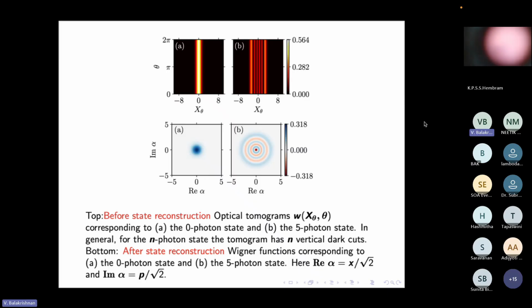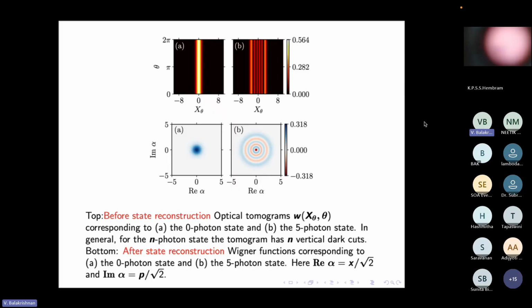In general, for the n photon state, the tomogram has n vertical dark cuts. The bottom gives you the corresponding Wigner functions after state reconstruction. Now, the information in the tomogram is also carried in the Wigner function. After all, all information about the state is contained in the tomogram.